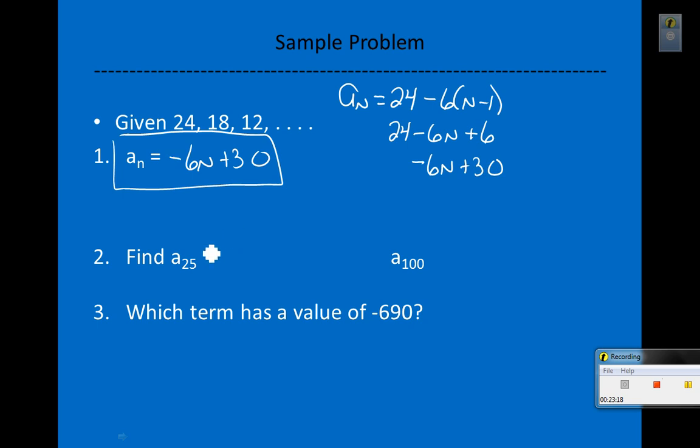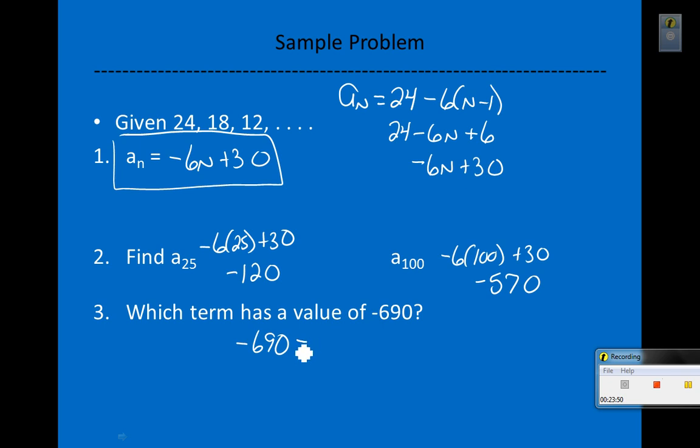To find the 25th term, negative 6 times 25 plus 30, and that's going to be negative 120, I believe. A sub 100, negative 6 times 100 plus 30, that's going to be negative 570. And then which term has a value of negative 690? I'm going to go negative 690 equal negative 6n plus 30. And just solve that. Subtract 30 and get negative 720. And like I said, it doesn't do this every time, but I'm going to get 120 again.